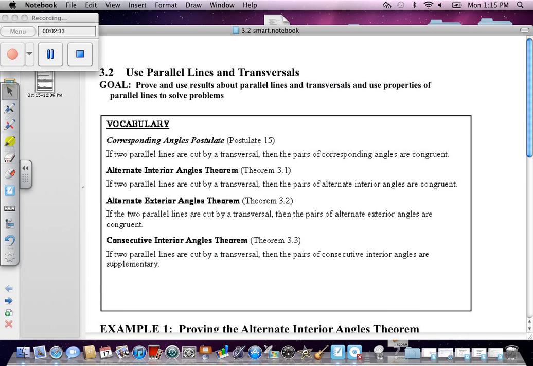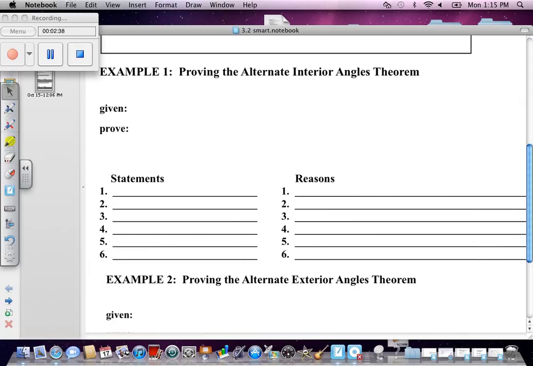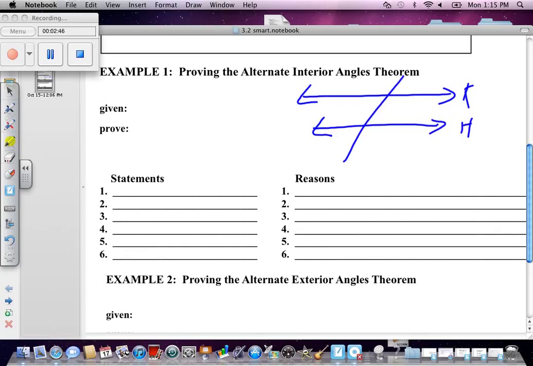Okay, so we need to draw in this picture. K and H, cut by a transversal, and then we've got angle 1, 3, and 2. We know that K is parallel to H, and we're trying to prove angle 1 is congruent to angle 2 without using the alternate interior angle theorem because we're proving that theorem. Okay? So we say K parallel to H, what do we call that? Given.